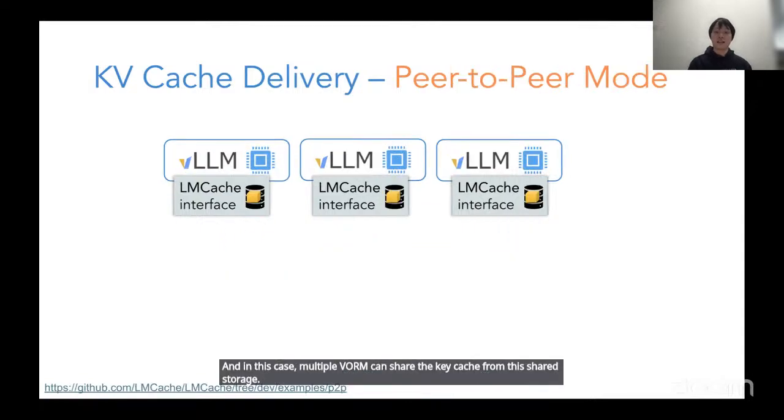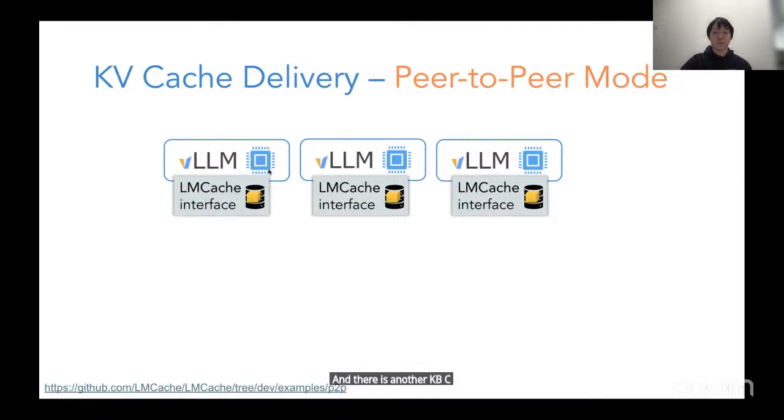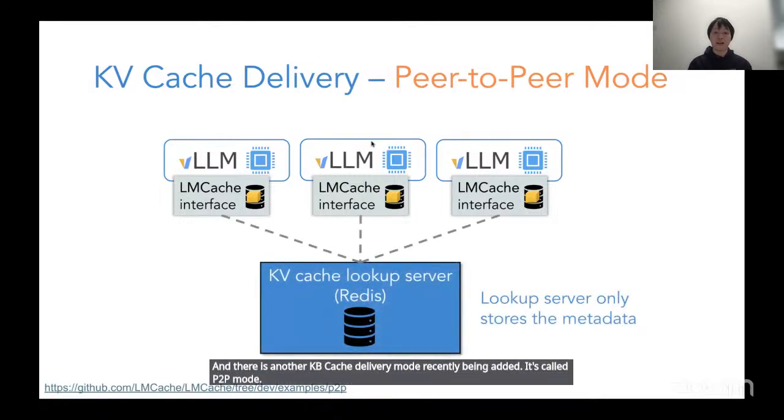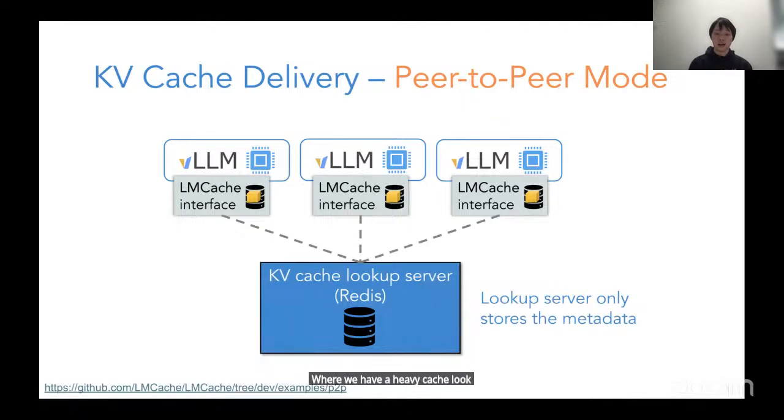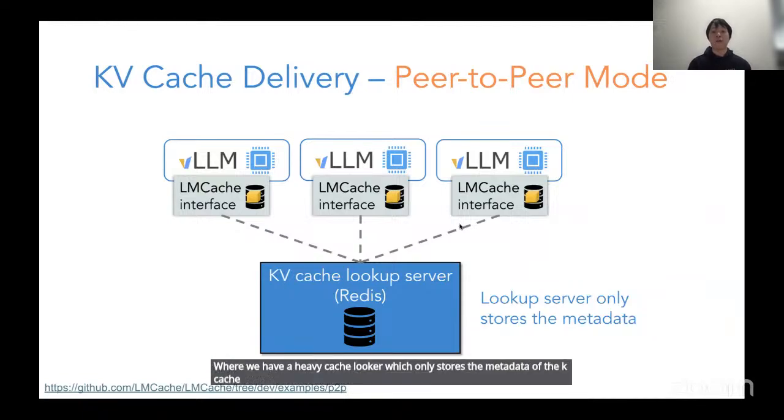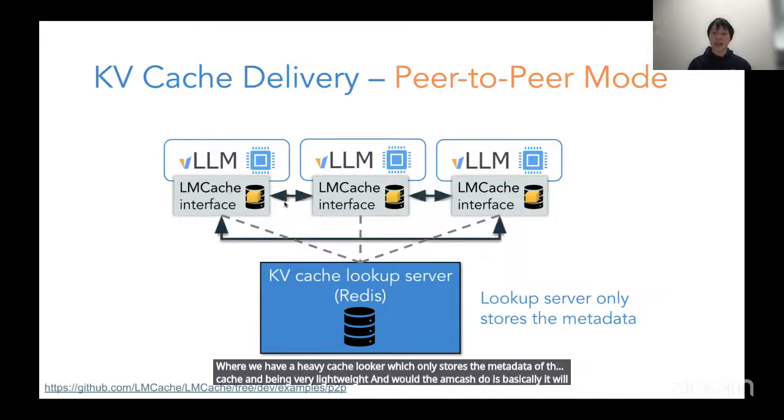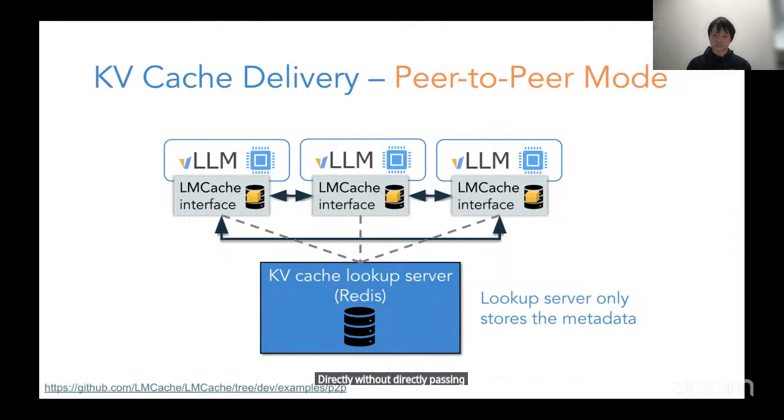There is another KV cache delivery mode recently added, called peer-to-peer mode, where we have a KV cache lookup server which only stores the metadata of the KV cache and is very lightweight. What mCache does is establish a peer-to-peer connection across different instances and transfer the KV cache directly, without passing it through a remote server.